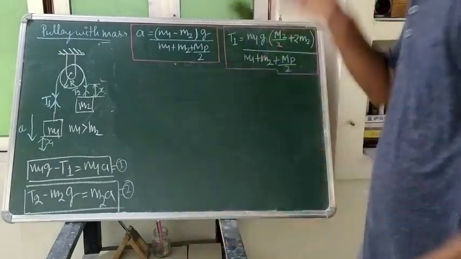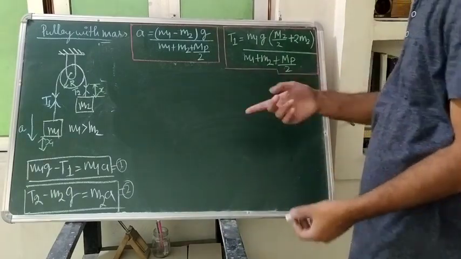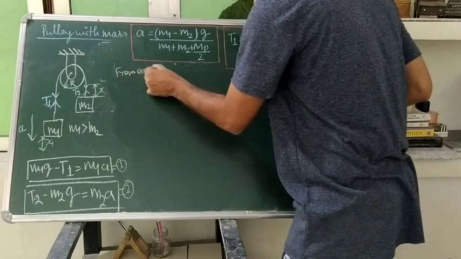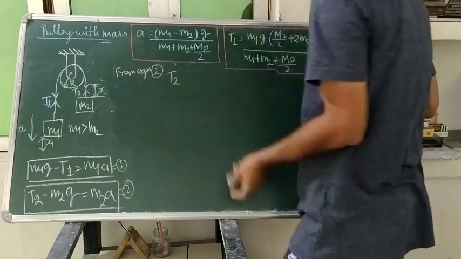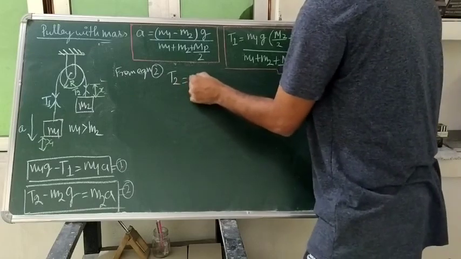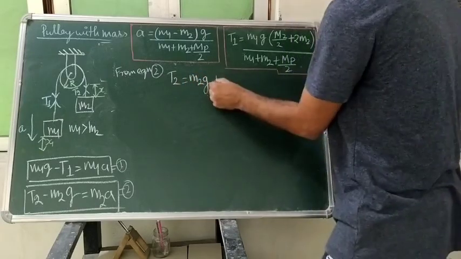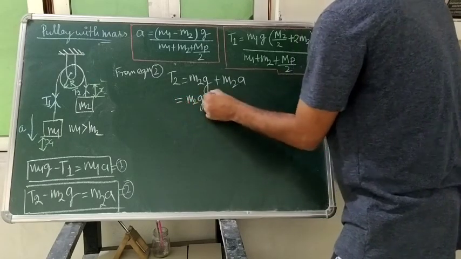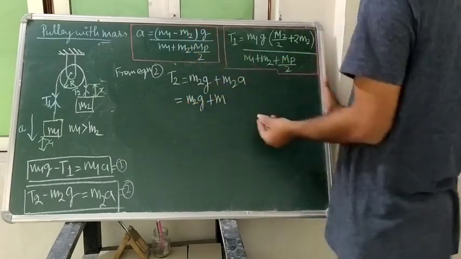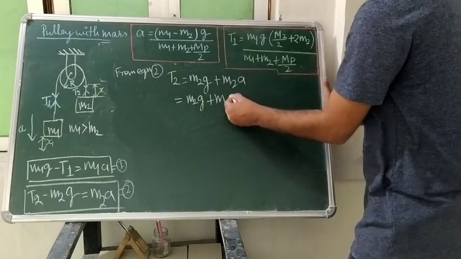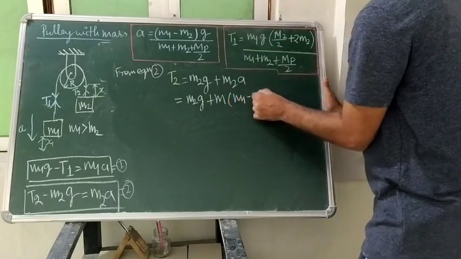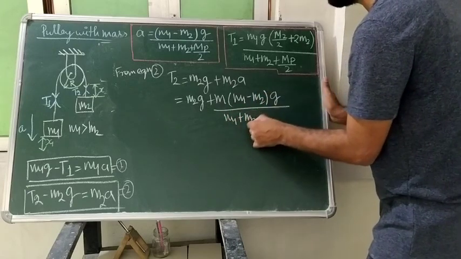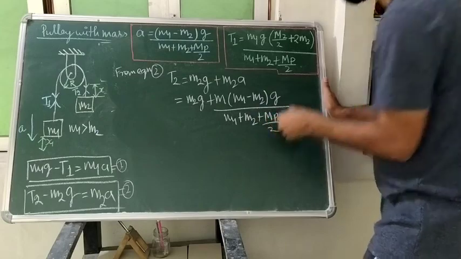Next students, we will solve for that T2. So from equation 2, your T2 will be equal to what, student? That m2g plus m2a here only. So it will come out m2g plus m2 at the place of a. What you will write? These expressions we have got: (m1 minus m2)g divided by (m1 plus m2 plus the mass of that pulley divided by 2).